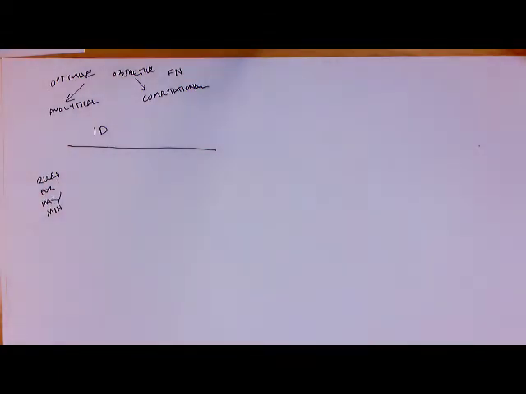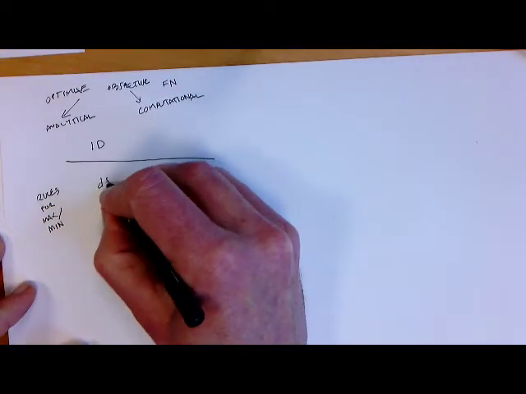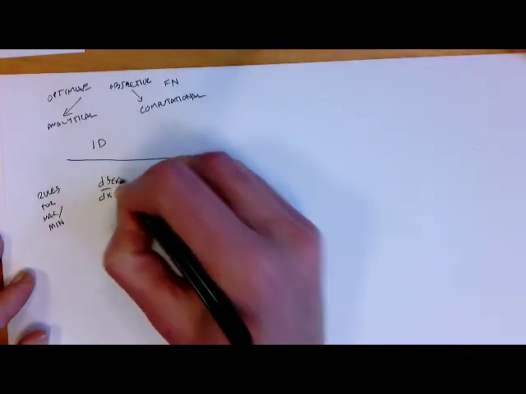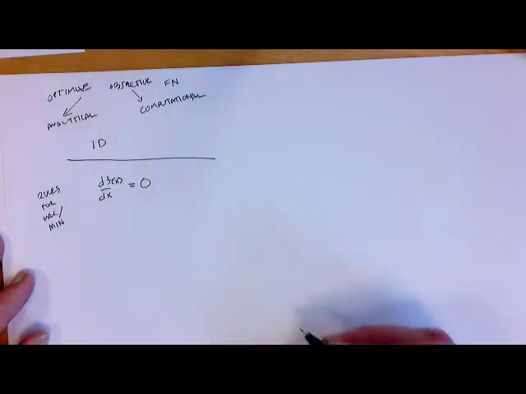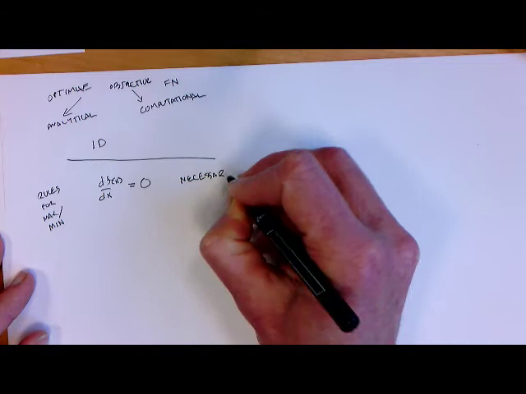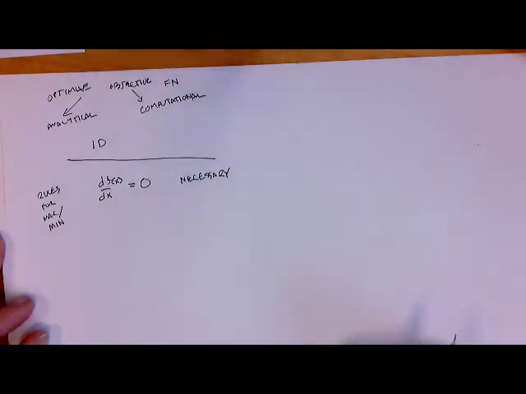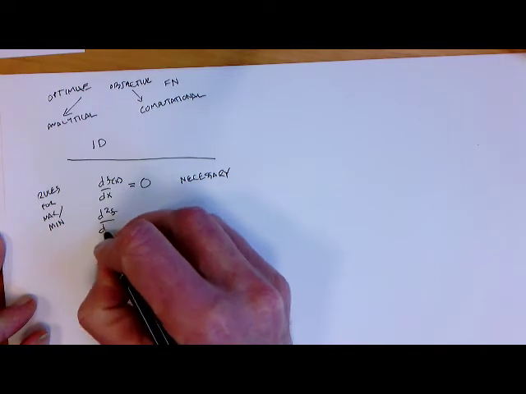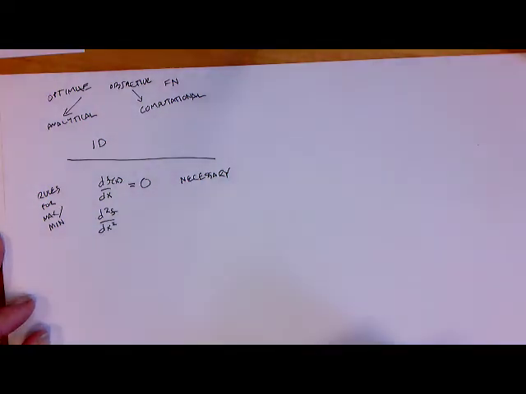Well, you set a derivative equal to 0. Okay, so I need the derivative of the function with respect to whatever my variable is. It's a single variable function, so this is f of x, to be equal to 0. So that's necessary, but not sufficient. And what else do I need? Then you look at the second derivative. Okay, and then I need the second derivative with respect to x squared to be what?